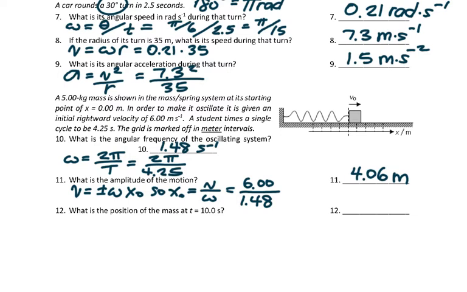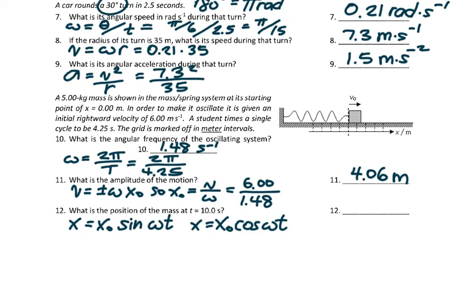So where is the mass at 10 seconds? And of course we have two expressions for position or displacement as a function of time. There's a sine equation and a cosine equation. And again, you've got to figure out which one you're going to use. Now, we know that at the beginning, at time 0, our displacement, our position, is 0. It's in the equilibrium position. So we know that the sine of 0 is 0, and the cosine of 0 is 1.